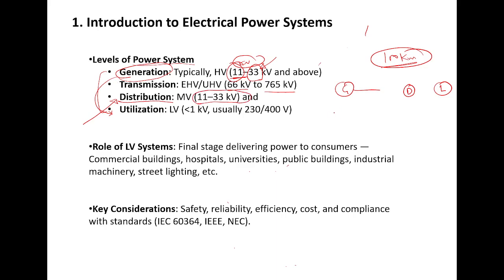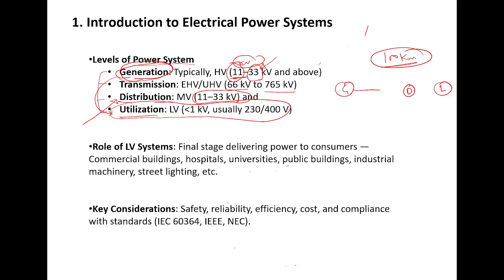Now at the last stage, you cannot use electricity directly at 11 kV or 33 kV. Your loads, like your lighting fixtures, fans, ACs, generally operate at 400 volts for three phase and 230 volts for single phase. So this will be your utilization stage. In the utilization stage, we use electricity which was generated 100 kilometers away from me. So these are the four different levels of the electrical power system.